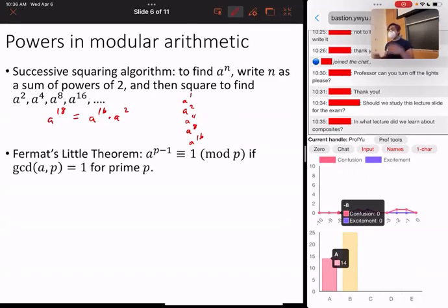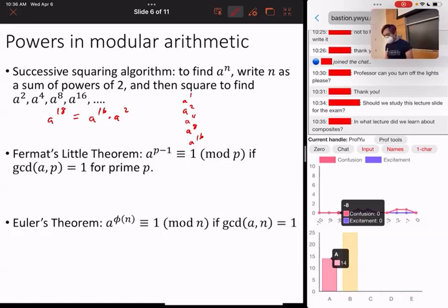Another way of doing it, if I give you a really, really big power, which you should expect, is you can use either Fermat's Little theorem or Euler's theorem. Fermat's Little theorem only works with prime p, and both of these theorems only work if the greatest common divisor of a and n, or a and p, is equal to 1. So how do these work?